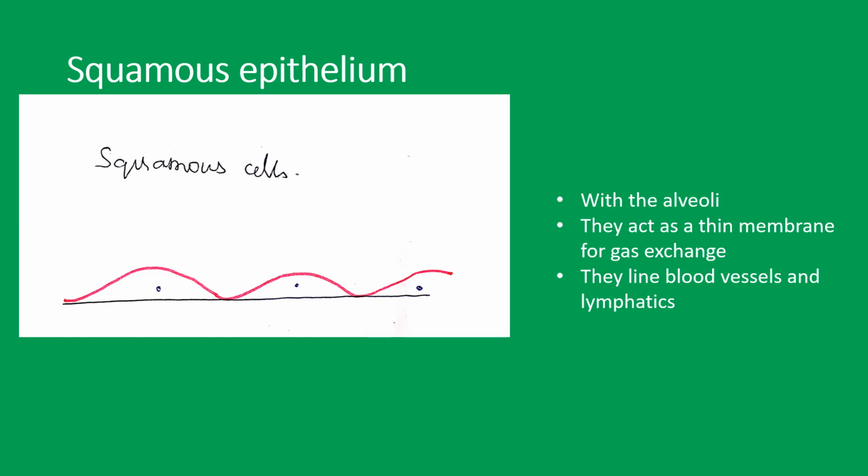Squamous epithelium. Squamous epithelium is found in the alveoli of the lungs. They are found in the blood vessels and lymphatics as a lining, to prevent the lymph and the blood that is flowing through them from damaging the structures. They act as a thin membrane for gas exchange in the alveoli, so they also act as a membrane.